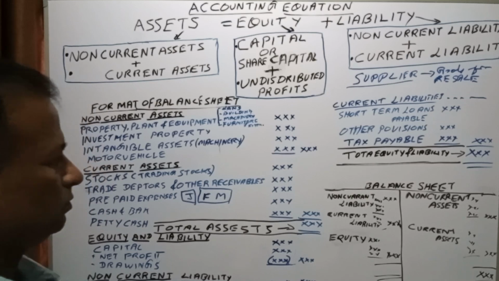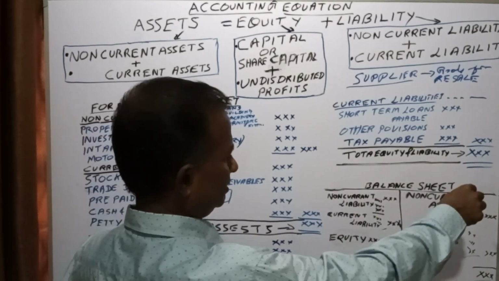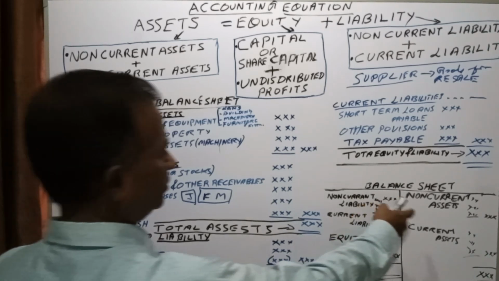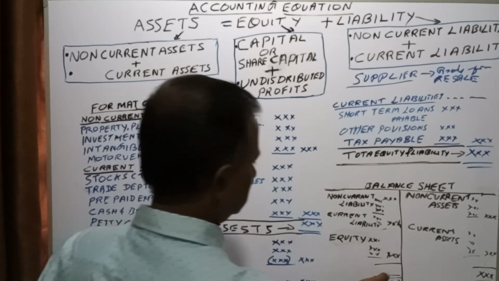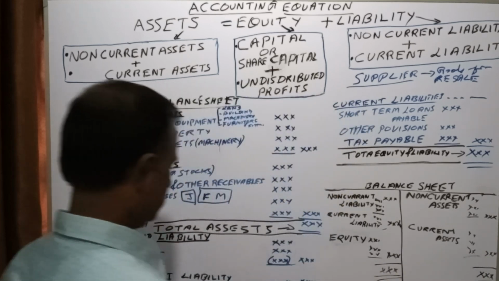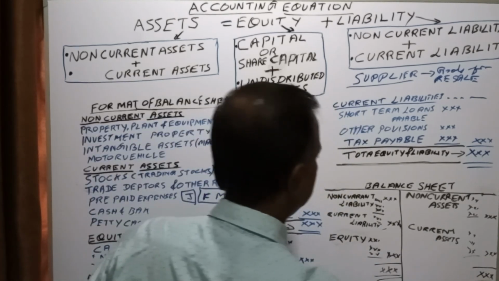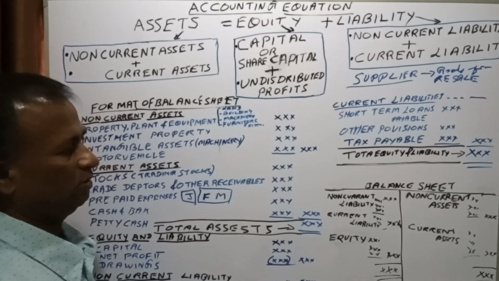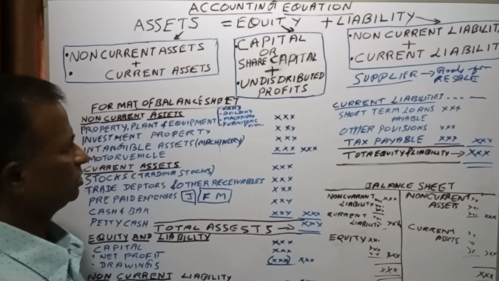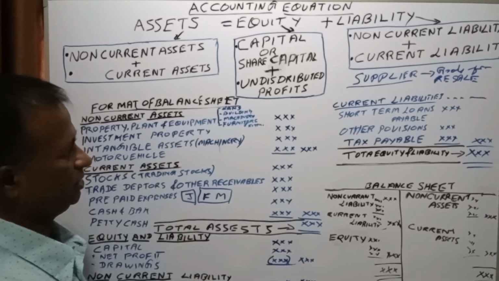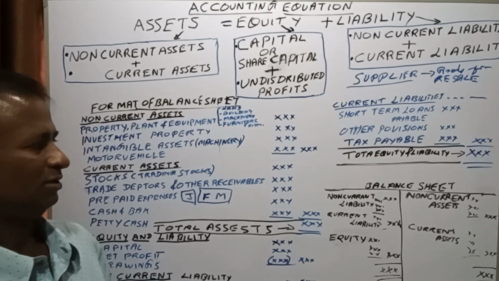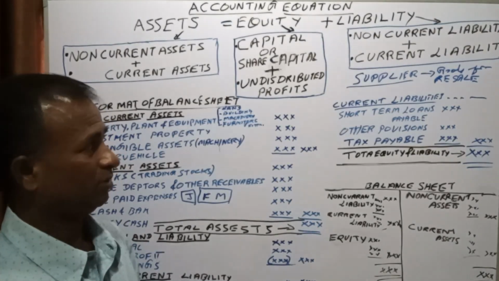Under the headings we have to mention the details of the non-current assets. So this total should tally with this total. This should tally on the balance sheet. This is the T form presentation, and the other is the vertical presentation of the balance sheet. I hope you have understood my explanation.